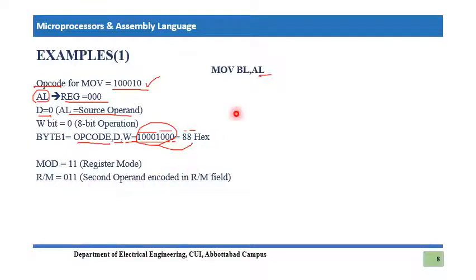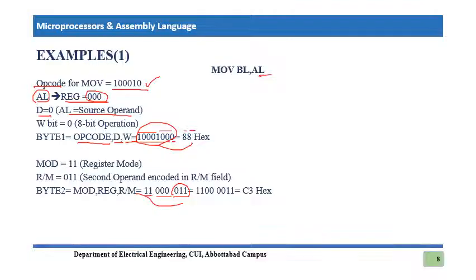Why? Because the second operand is BL, and when we are going to encode that BL in r/m, you see BL will be equal to simply 011. So byte 2 is complete now. Byte 2 is a combination of mode, register, and r/m. Mode value is 11, register is 000. Remember that thing we have already mentioned while we were deciding byte 1. Then 011, it is the value of r/m.